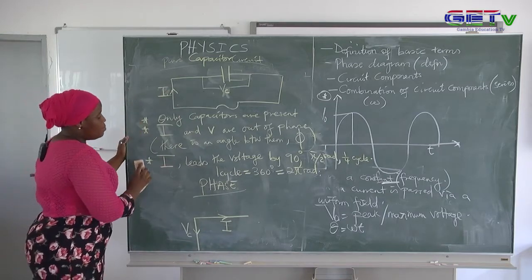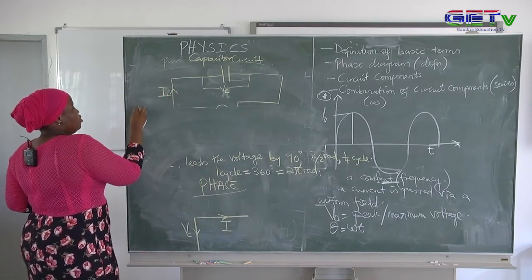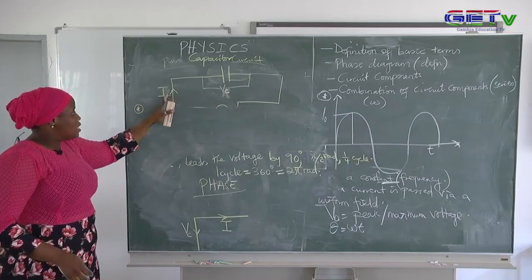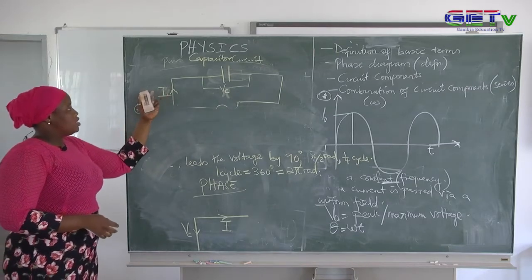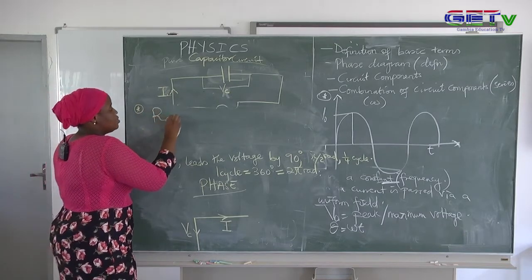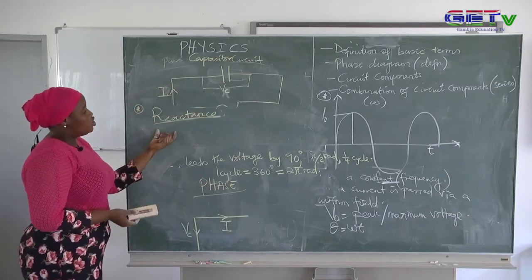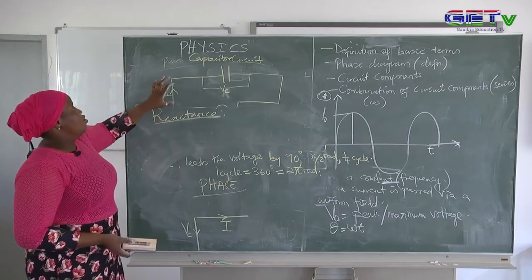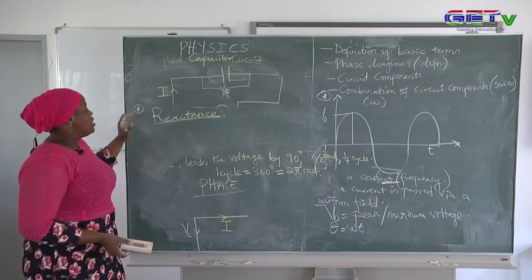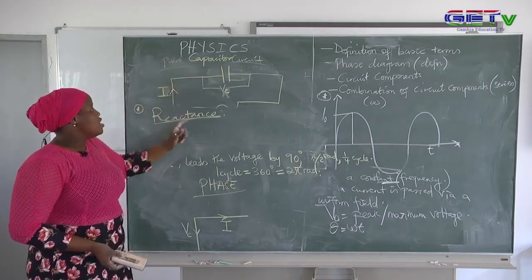But then, let me just add one thing. Point number four, you should note that since there is no resistor and there is a presence of current, there should be something which opposes this flow of current. And that which opposes the flow of current is what we call reactance. Reactance is just the opposition to the flow of current offered by an AC circuit which is made up of a capacitor or an inductor. Remember, if we are dealing with the pure resistor, the opposition to the flow of current will be done by the resistor. So you don't need the reactance there.